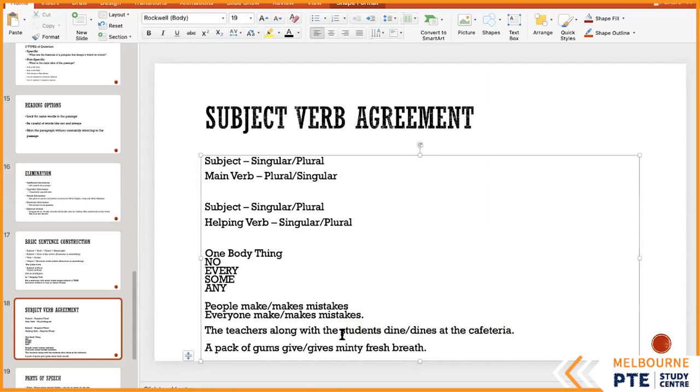No, it doesn't matter. If this is students, would this still be dine or dines? Dine, because the subject is teachers, plural. So it will only change when I change the subject. Now? Dines. The teacher, along with the students, dines at the cafeteria.